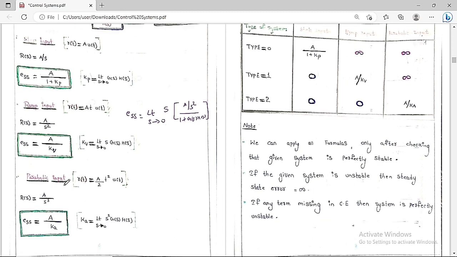Now for the parabolic input, R of t is equal to A by 2 into t square into U of t. So this is the parabolic input: R of t is equal to A by 2 into t square into U of t.